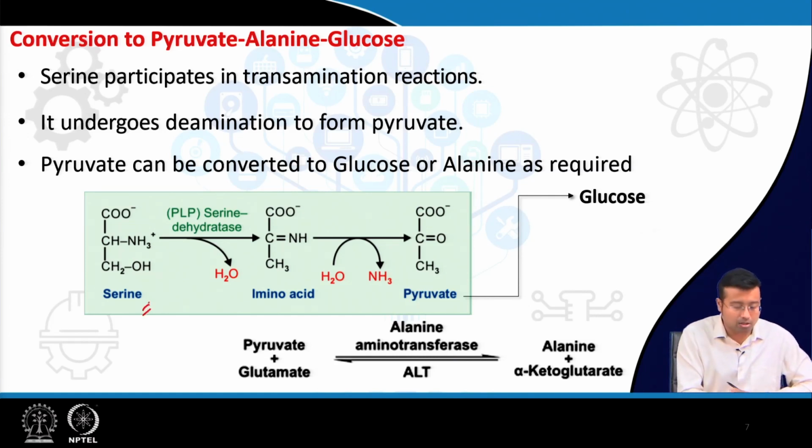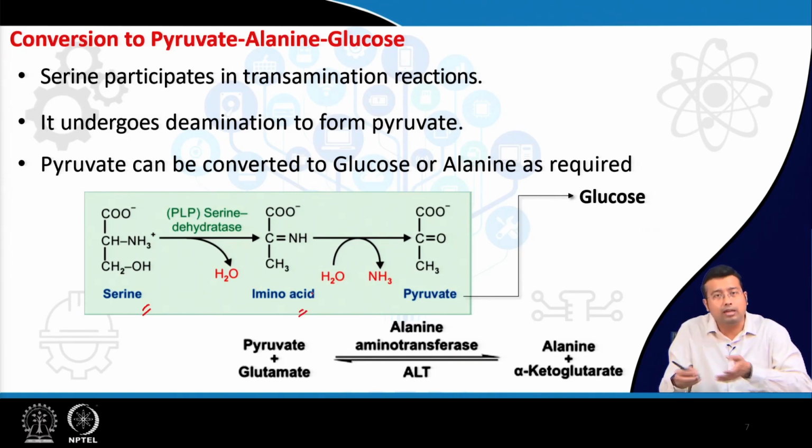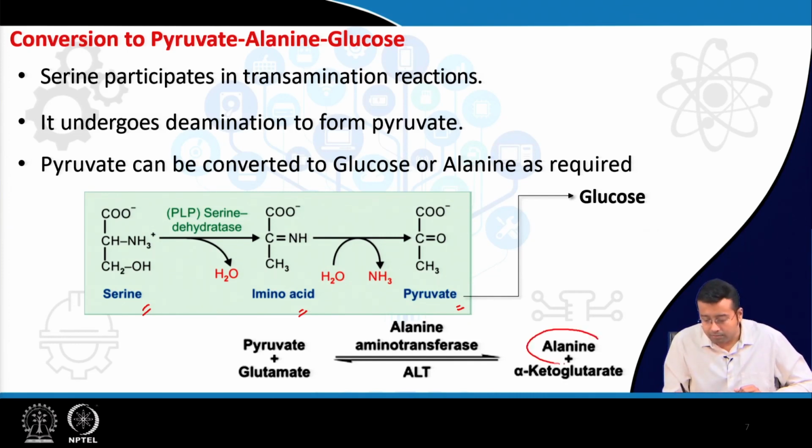So, serine by the action of a dehydratase is first converted to an amino acid which loses ammonia to form pyruvate, and we already know pyruvate is an entry portal into carbohydrate metabolism, and it can lead to production of glucose via gluconeogenesis. Not only that, pyruvate can be transaminated to form alanine.